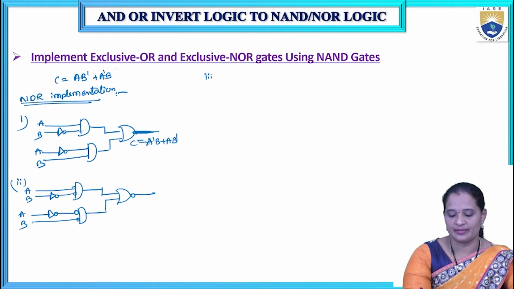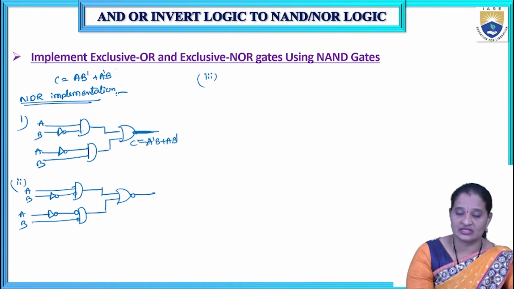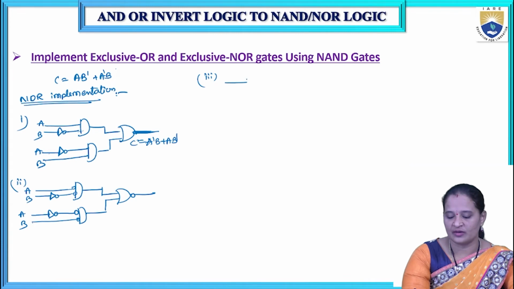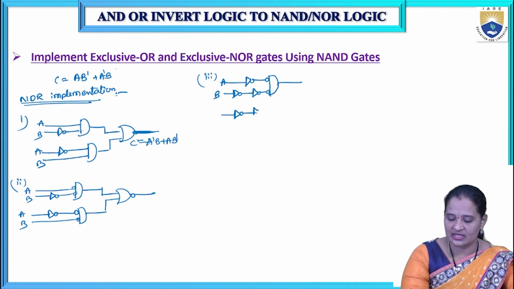Now coming to the third step. What is the third step? Place the inverters on each line which has received a bubble. So this line has received a bubble, so we need to place an inverter. We are placing an inverter as this line has received a bubble. Already we have an inverter, and we are placing one more inverter because it has received a bubble here. So this is the first AND gate. Now coming to this one, this line already has an inverter and this has received a bubble, so we are placing one more inverter here, and an inverter for the bubble.